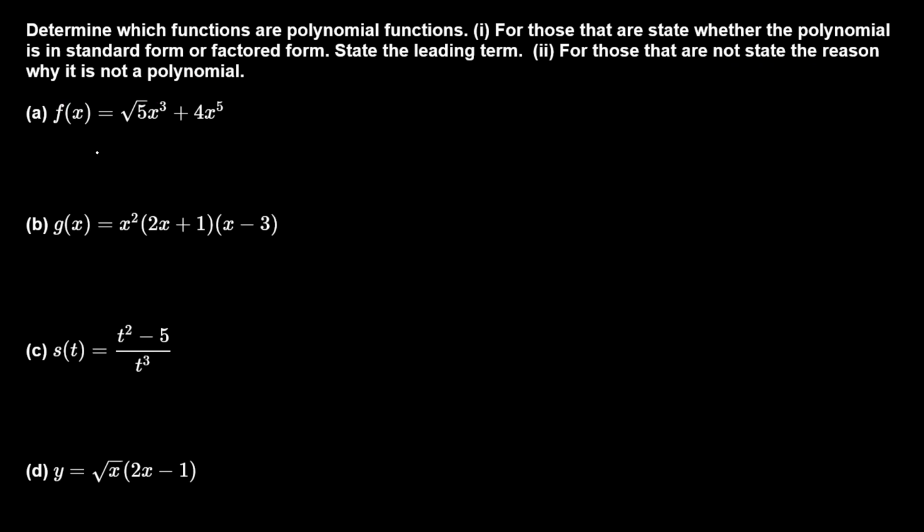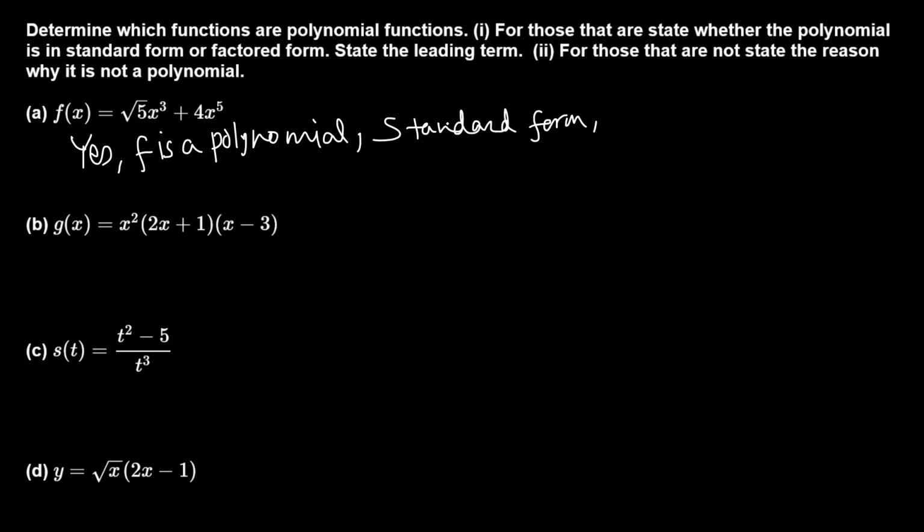So in part A, we have root 5 x cubed plus 4x^5. Look at the powers of x. These are whole numbers, x cubed, x^5. Root 5 is a real number, so yes, this is a polynomial. f is a polynomial. Now we need to say whether it's in standard or factored form. It's not factored, so standard form. And the leading term is the one with the highest exponent of x, so this is 4x to the fifth. So leading term: 4x to the fifth.